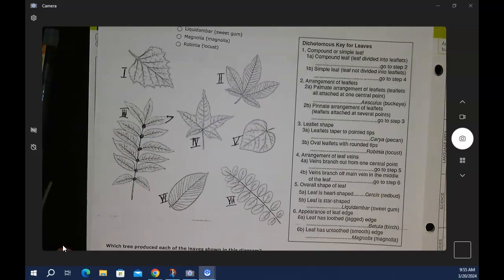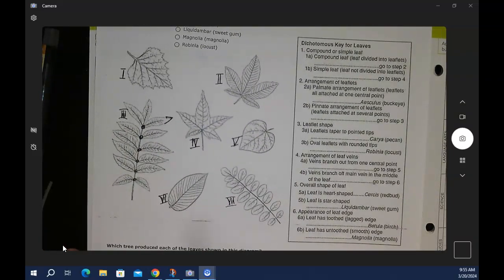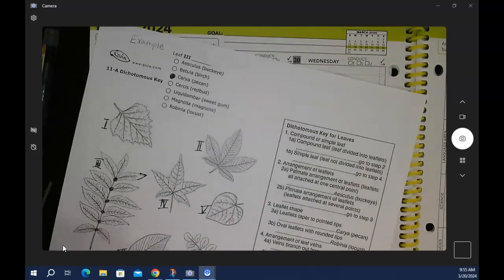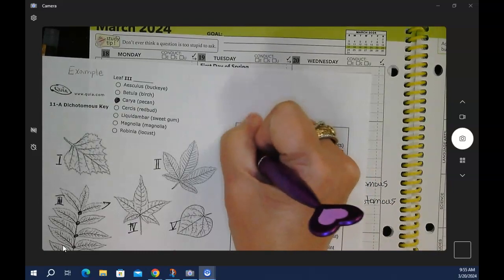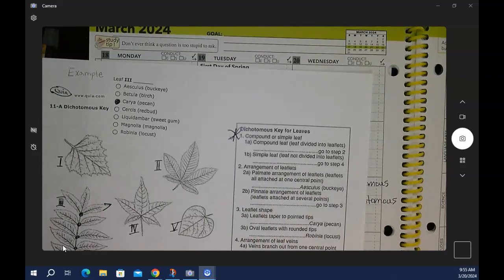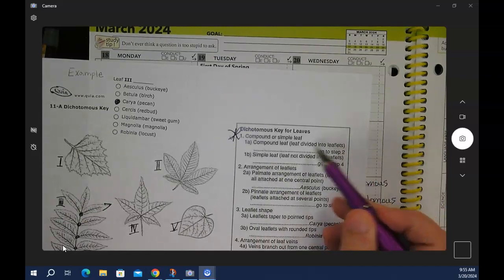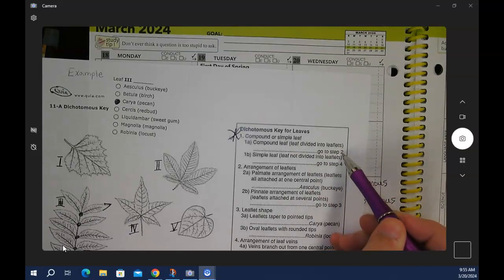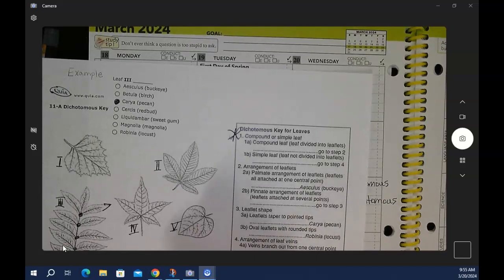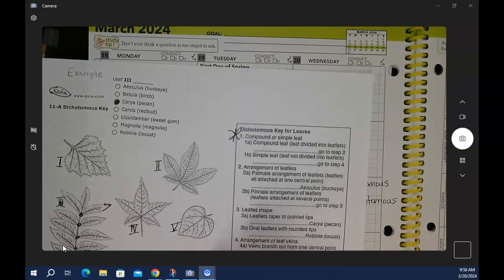Now, we're going to look at leaf number 7, which is this one, and we're going to go through those same steps. So here's our organism. Where do we start? We always start at question number 1. Is this a compound or a simple leaf? It is compound. It is in leaflets. So we go to 2. The arrangement, palmate or pinnate. So I'm going to put a dot where they attach, and I find that there's more than one dot. So this is pinnate, attached at several points.